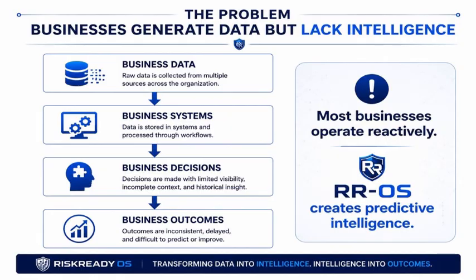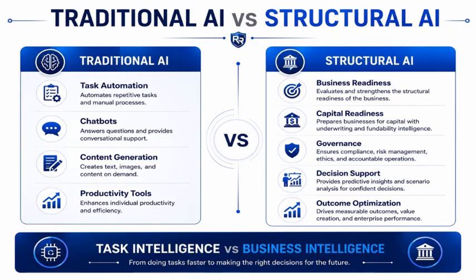That means many businesses are still operating reactively. They respond after problems occur instead of seeing risk, weakness, and opportunity before it affects performance. Riskready OS is designed to transform business data into intelligence, and intelligence into measurable outcomes. That distinction is what separates traditional artificial intelligence from structural artificial intelligence.